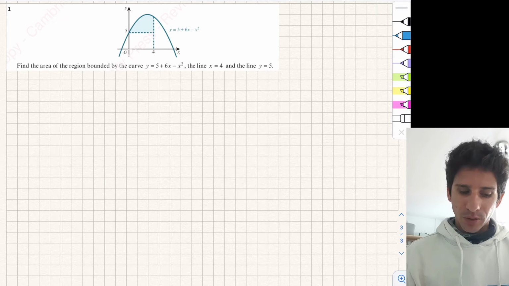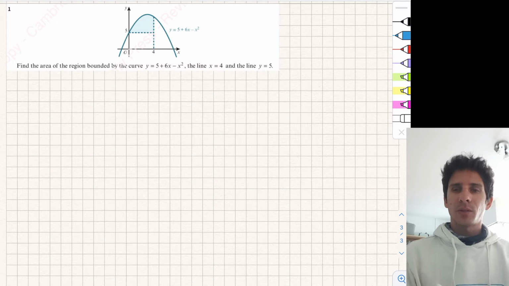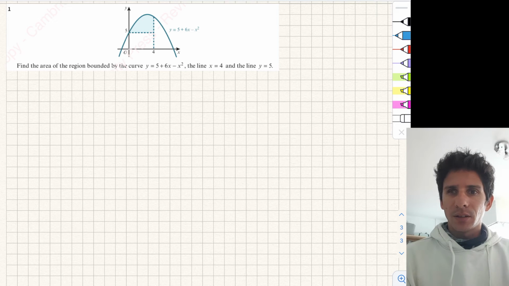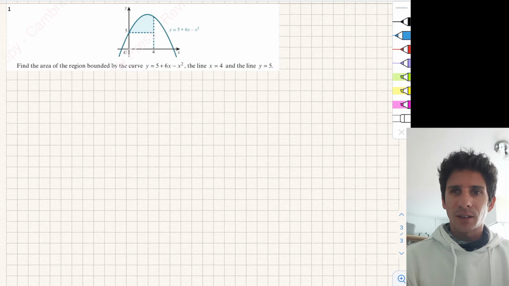Okay guys, so we're going to be looking at question 1 from exercise 9G, right? I thought I'd do this one for you, just to demonstrate exactly what's going on, and hopefully you can get an understanding of what we're doing when we're combining the two functions.